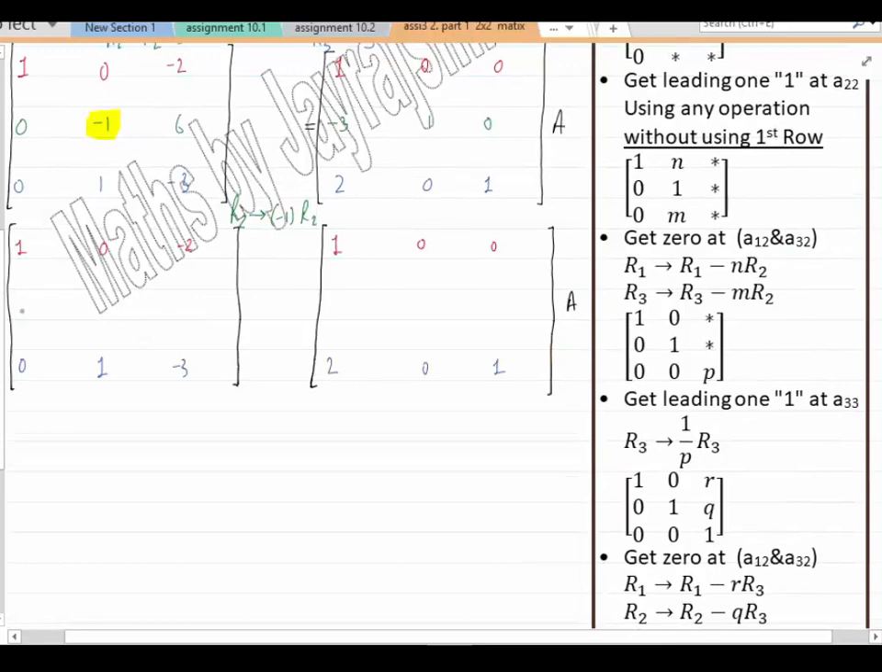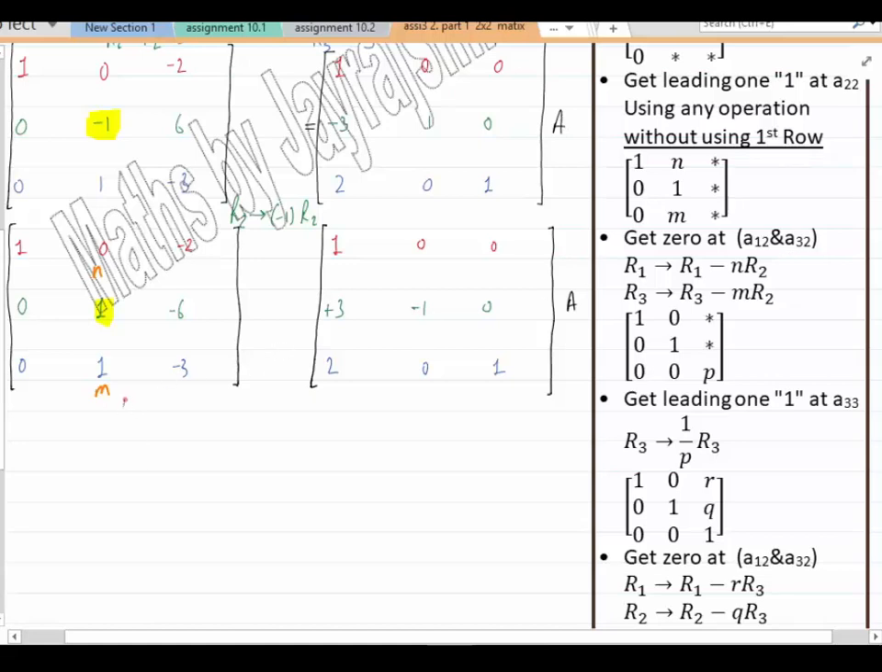So here they are as it is, and the second row will be 0, 1, minus 6, minus 3, 1, actually sorry, plus 3, minus 1 and 0, right? So we get a leading one at A22 point, as well as the values of N and M, which will be helpful in the next operation to get 0 at A12 and A32.